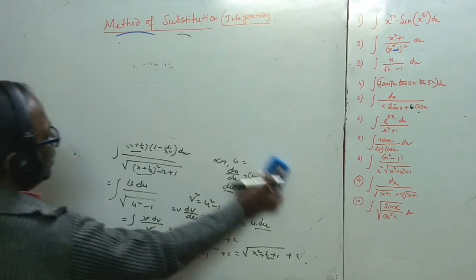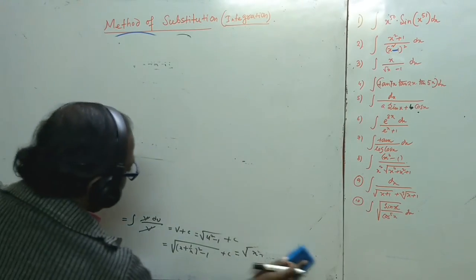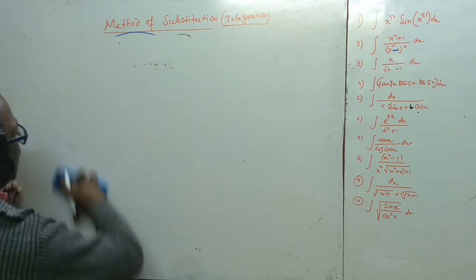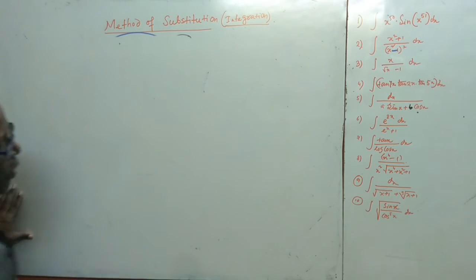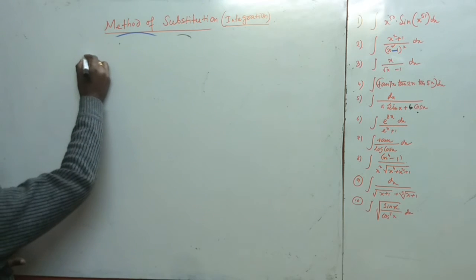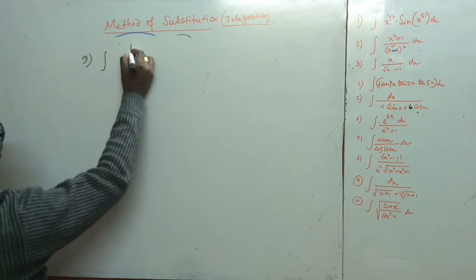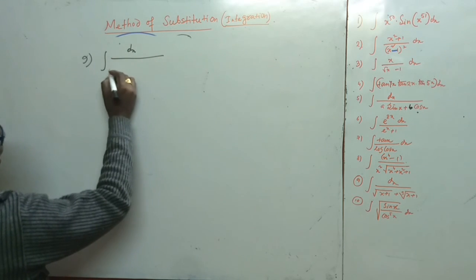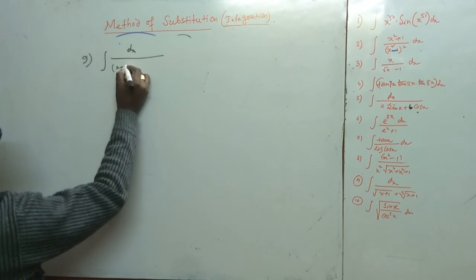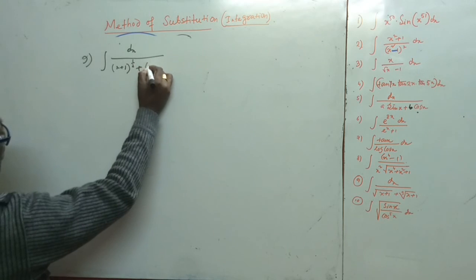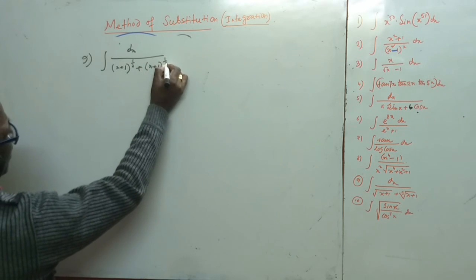interesting question, and these two ending questions are technically important. Now question number 9. This is the technique here: root over x plus 1 means x plus 1 whole to the power half, and this is also x plus 1 whole to the power 1/3.